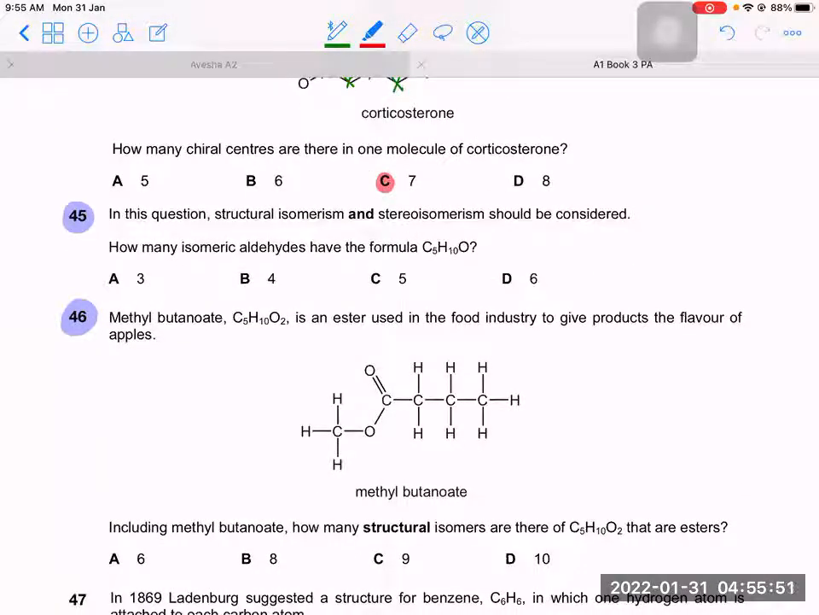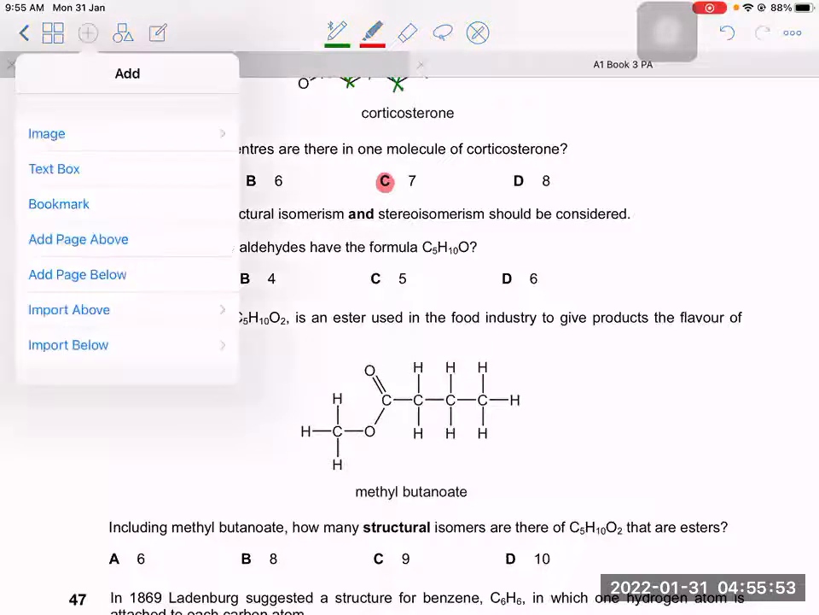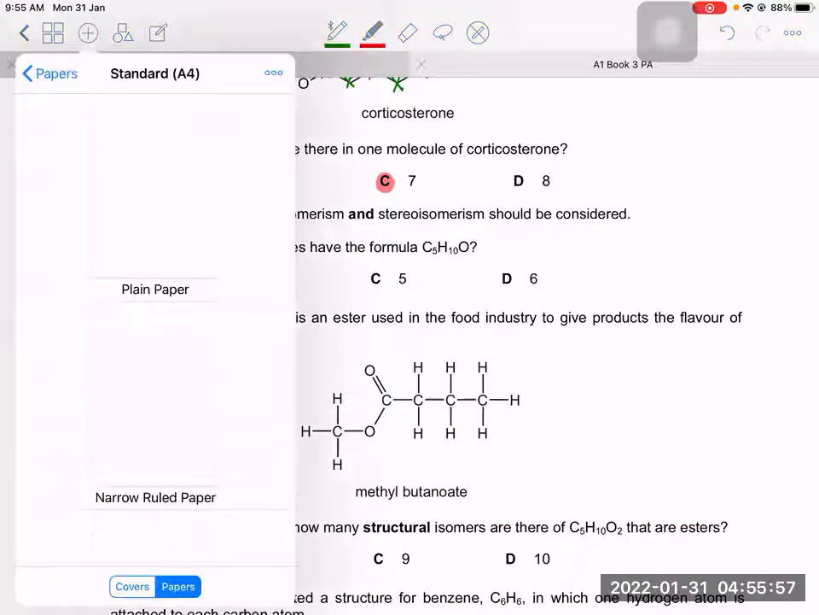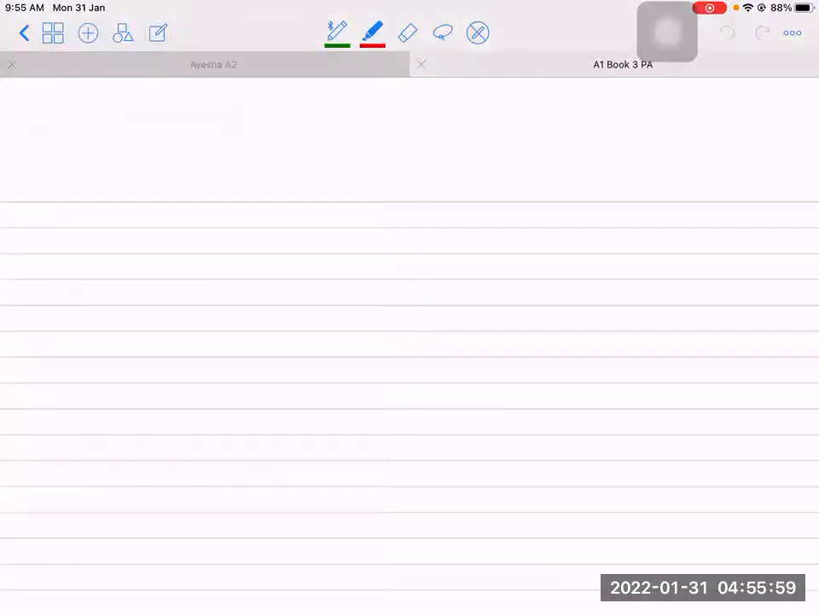Structural and stereoisomers should be considered. How many isomeric aldehydes have the formula C5H10O? So you don't need to make ketones, yes? C5H10O, they are saying you need to make isomeric aldehydes. So let's see. The first aldehyde will be a straight chain of 5 carbons. This is what? Pentanal.